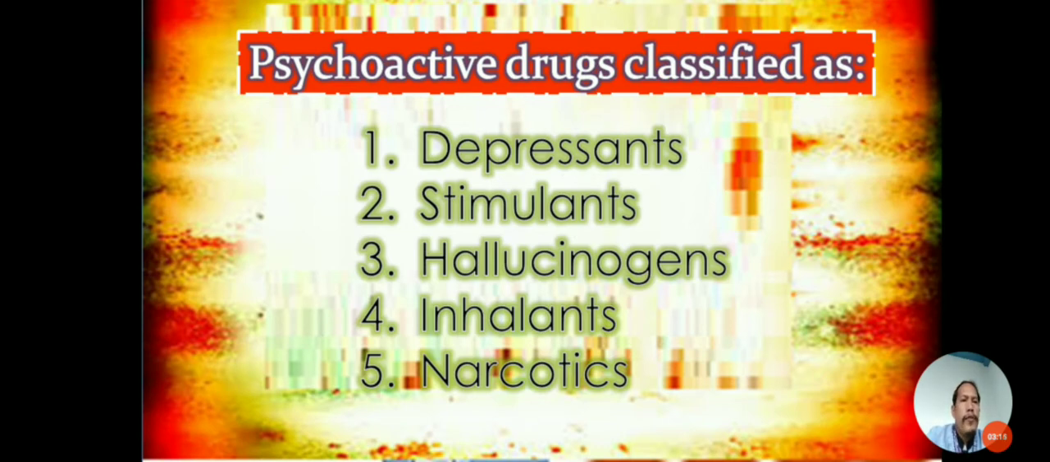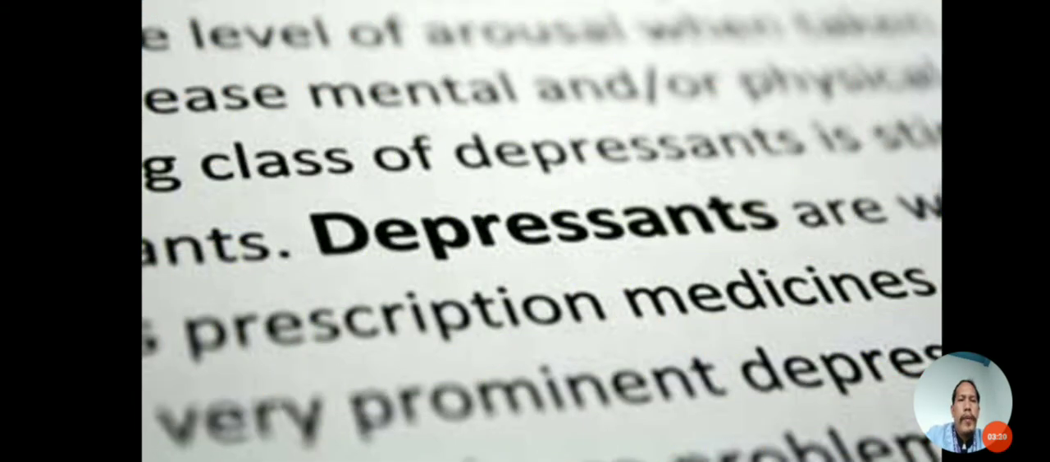Psychoactive drugs are classified as depressants, stimulants, hallucinogens, inhalants, and narcotics. Depressants can lower a person's activities, slowing him down and sometimes causing sleep. They also cause drunkenness and the pupils of the eyes become small. Severe withdrawal syndrome causes coma and even death.